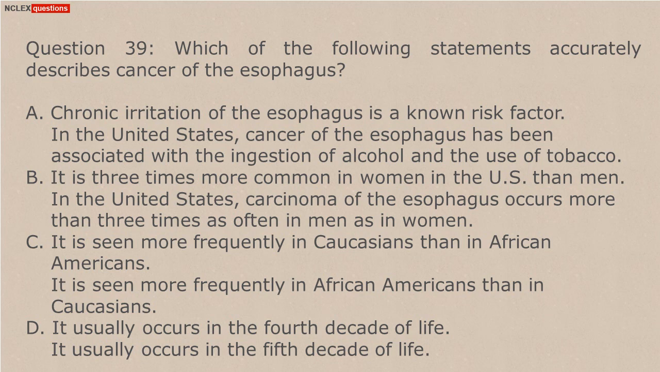In the United States, carcinoma of the esophagus occurs more than 3 times as often in men as in women. C. It is seen more frequently in Caucasians than in African Americans. It is seen more frequently in African Americans than in Caucasians. D. It usually occurs in the 4th decade of life. It usually occurs in the 5th decade of life.